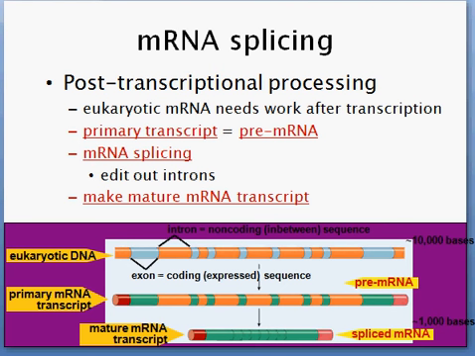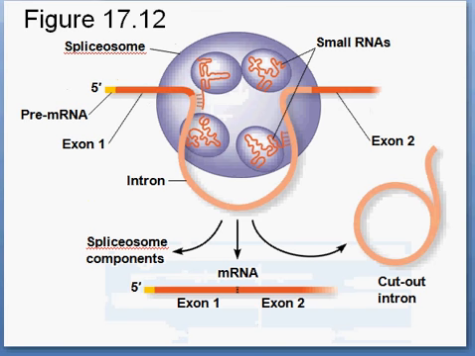So the primary transcript is this pre-messenger RNA that gets transcribed, and then the splicing occurs by an editing process that then makes a mature messenger RNA. This is a picture showing a little bit of how that process looks. And we're going to look at that a little bit more carefully, in particular the role of a spliceosome in cutting out these introns.